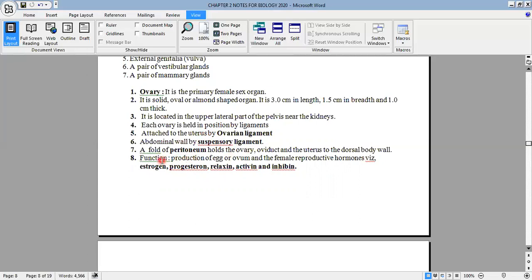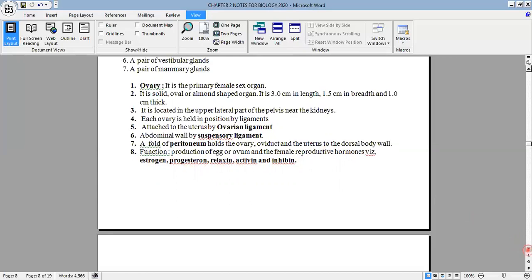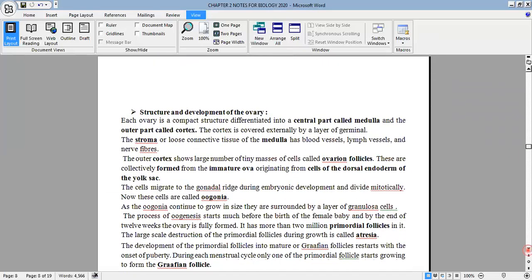Now what is the function of ovary? The main function of ovary is production of egg or ovum, which is a female gamete. Then it also produces female reproductive hormones like estrogen, progesterone, relaxin, activin and inhibin. I repeat, these are the female reproductive hormones which are produced by the ovary.